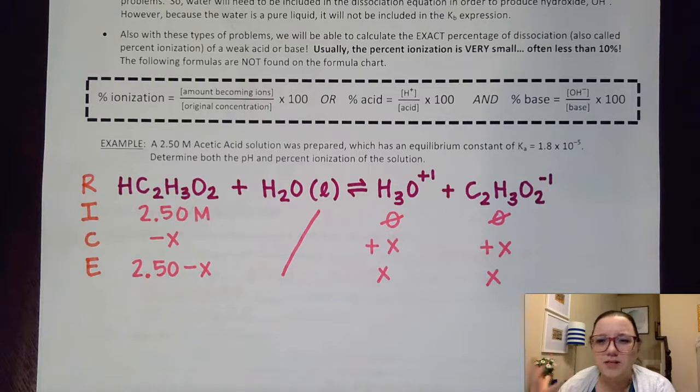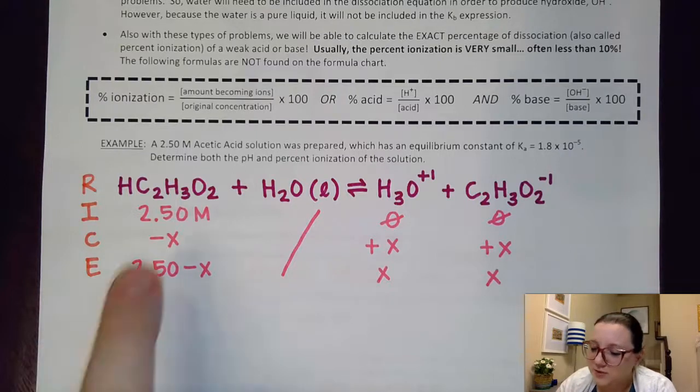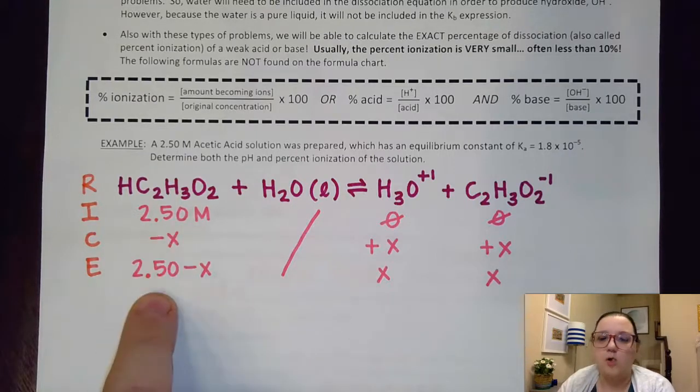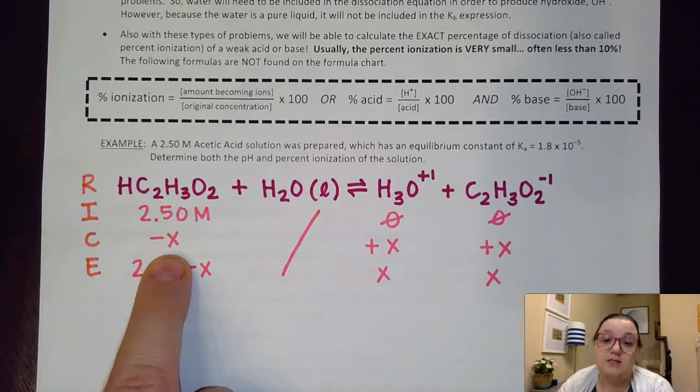And you're thinking, well, why did she do that? Well, remember, it's a pure liquid. And so therefore, I wouldn't have included it in any type of equilibrium expression. And so I'm not really worried about any pure liquids in my rice table itself. So next, let's address the change. Because this is weak, that 2.50 molar isn't going to all go away like we saw with strong. Here, only part of it is going to go away.